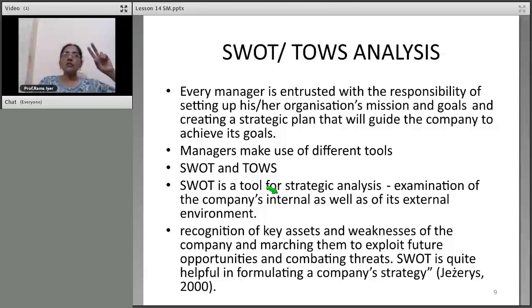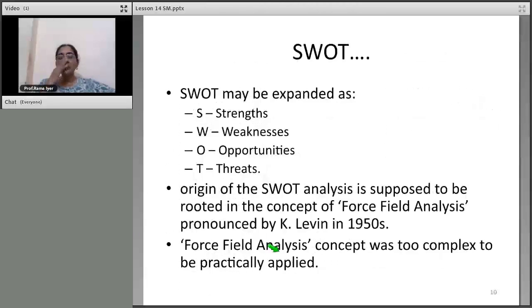So what this says is there are two parts of the environment, isn't it? One on which the company has control, that is the internal environment. And there is some part of the environment which is outside, for which the company does not have any control. That is your external environment. So SWOT analysis, when you talk about the origin of SWOT, we'll first look, then we'll continue from where we left off. Basically, the origin of SWOT analysis is supposed to be rooted in the concept of force field analysis. Are you clear here?